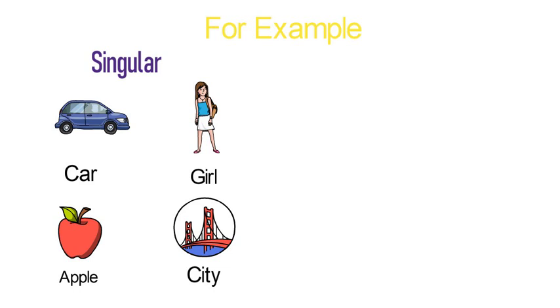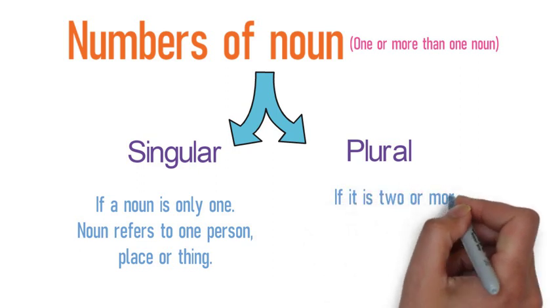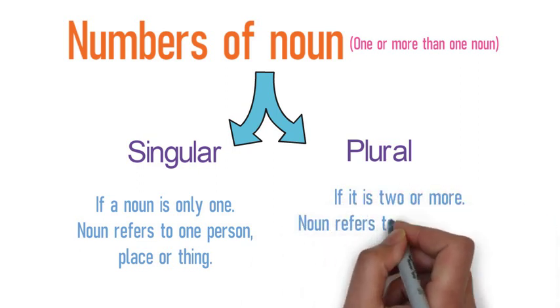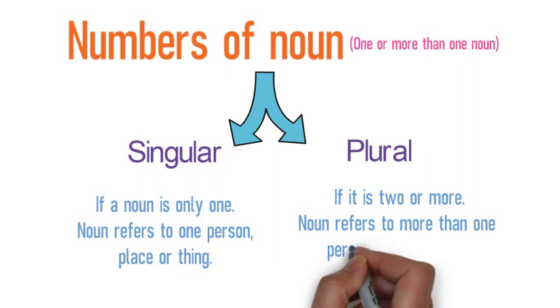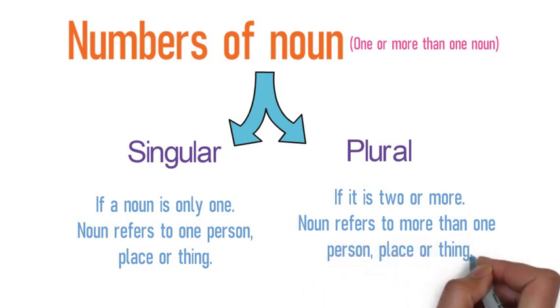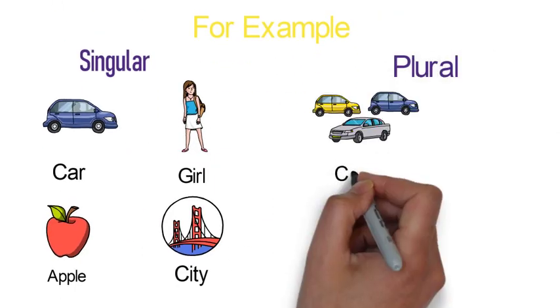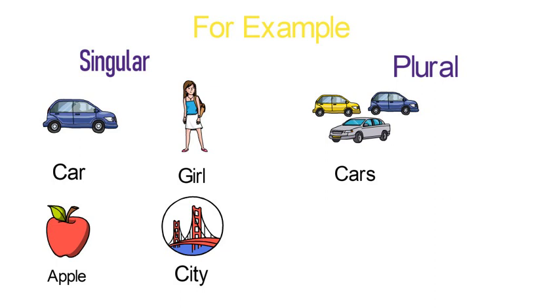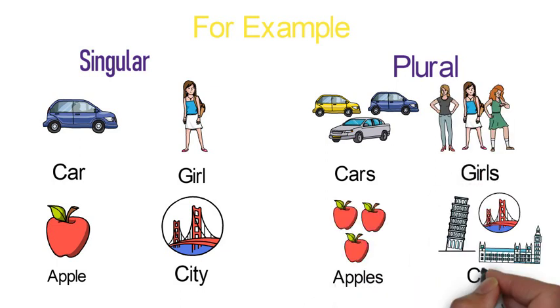Plural nouns. If it is two or more than two, a noun refers to more than one person, place, or thing, then it is a plural noun. For example, cars, girls, apples, cities. All these are plural nouns because they show more than one person, place, or thing.